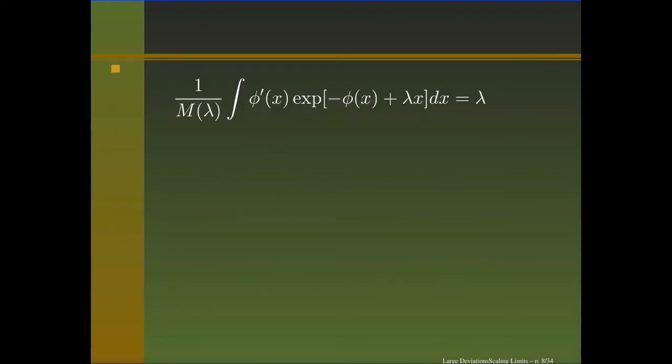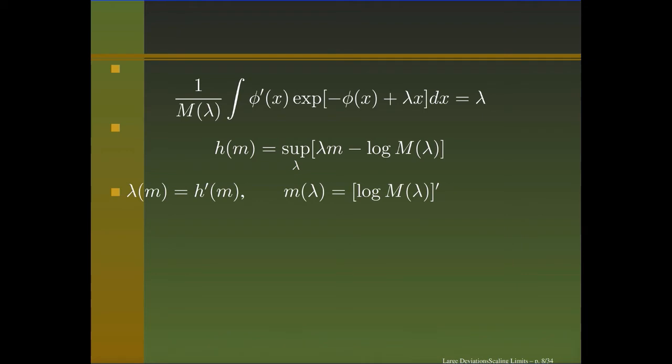One of the things we'll need later is that the expected value of phi prime of x with respect to the tilted measure is just the amount of tilt. It's proved just by integrating by parts. The duality relation of Cramér's large deviation theory is that if you look at the log of m lambda and look at the conjugate convex function, that's kind of an entropy, which is a function of m, and lambda is just the derivative of h with respect to m.